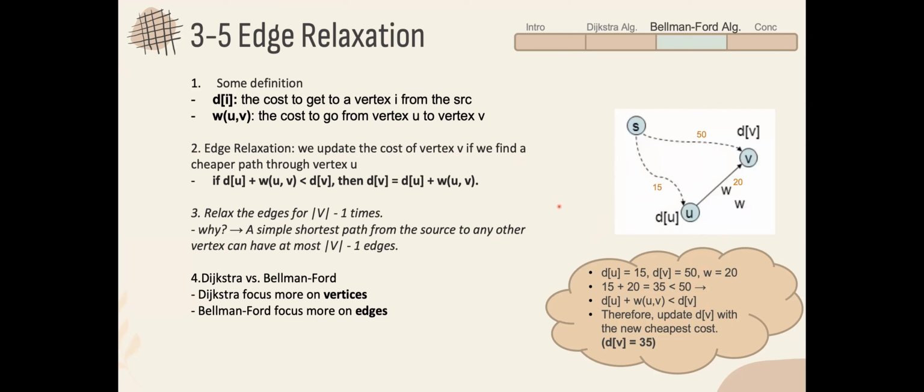And to do the edge relaxation, we're going to do it V minus 1 times. Why is that? This is because a simple shortest path from the source to any other vertex can have at most V minus 1 edges, which is the case for complete graphs. And as we can see, the Bellman-Ford algorithm focuses more on edges, compared to Dijkstra, which focuses more on vertices.